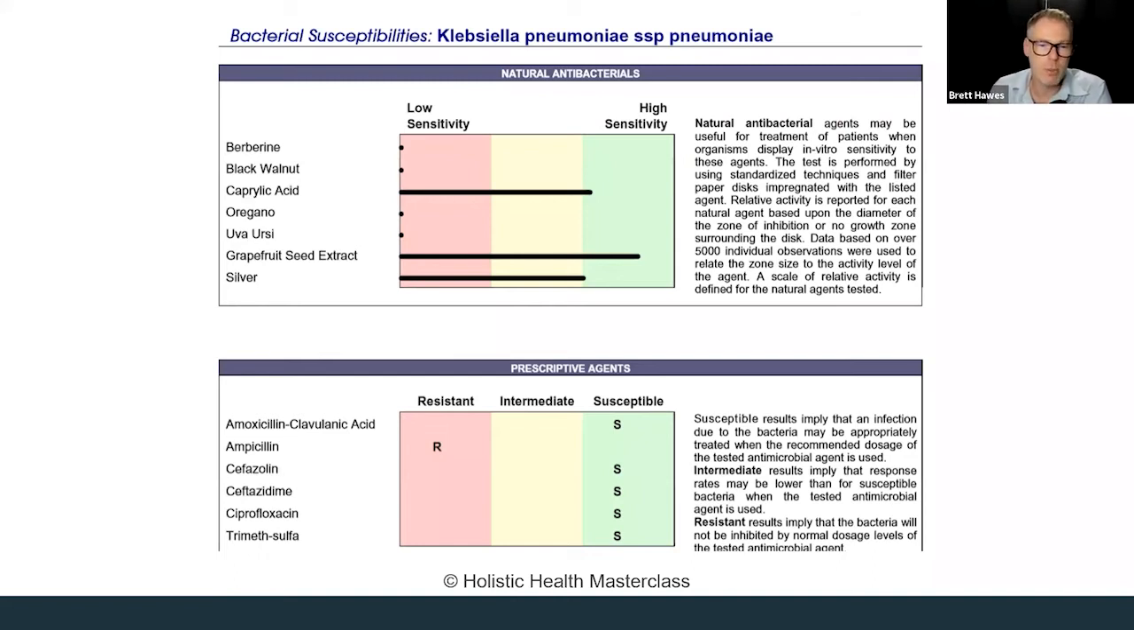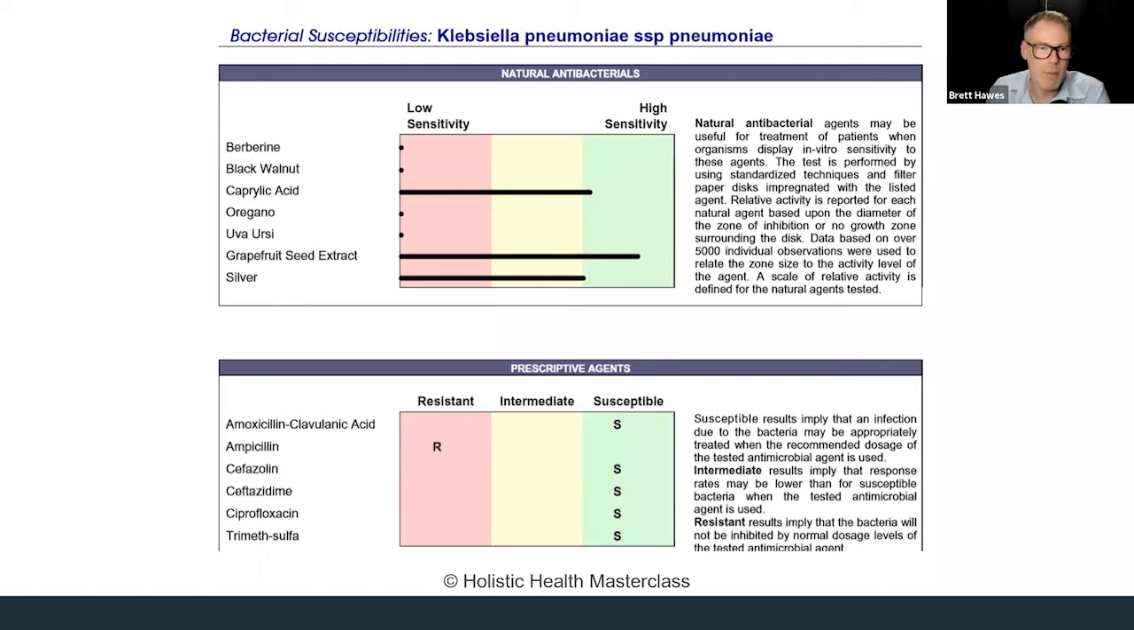You can see prescriptive agents at the bottom half of the screen. These are really antibiotic agents. And you can see in this particular instance, this Klebsiella bacteria is actually resistant to ampicillin. Right. So if I was a doctor, this would be very, very useful for me to choose the right antibiotic.